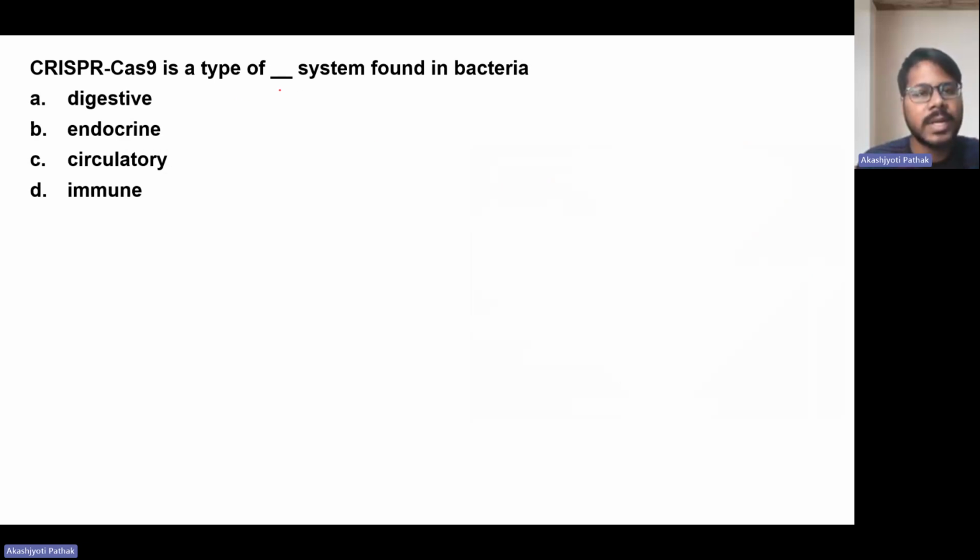So CRISPR-Cas9 is a type of system found in bacteria. So it is an immune system, right? It is an immune system of bacteria. Okay.